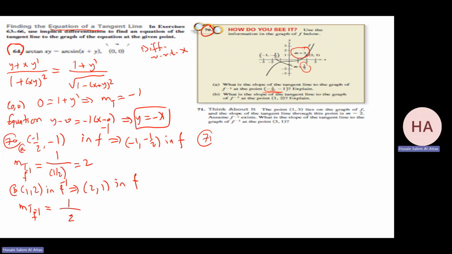71, the same idea. He said what? The point lies in the graph of f. This is in f, and f in the graph of f. And the slope of the tangent line is m equal 2. Assume the inverse, what is the slope of the tangent line at the point (3, 1)? So m tangent of f inverse will be 1 over m tangent of f, which is 2. Then that will be half.